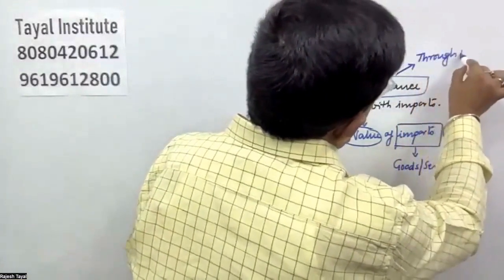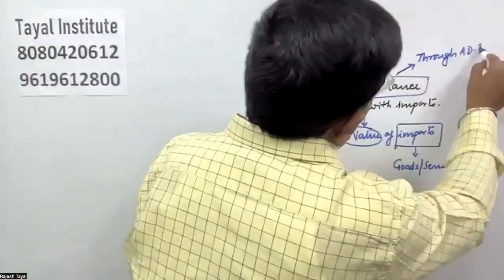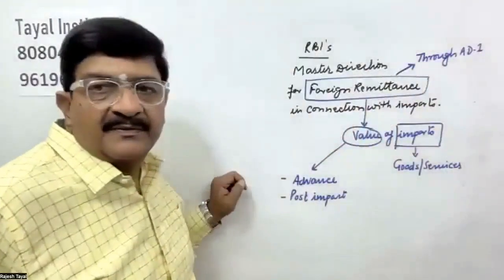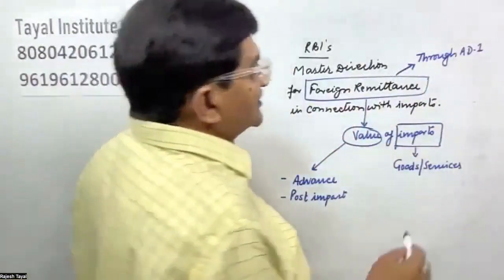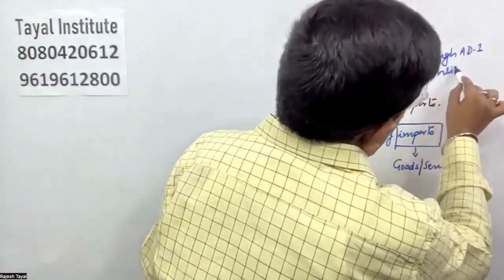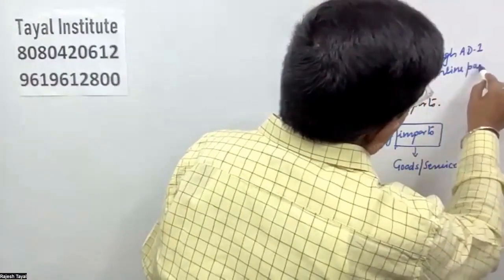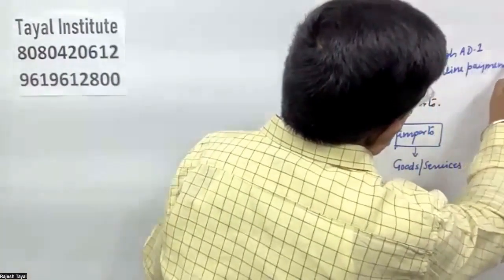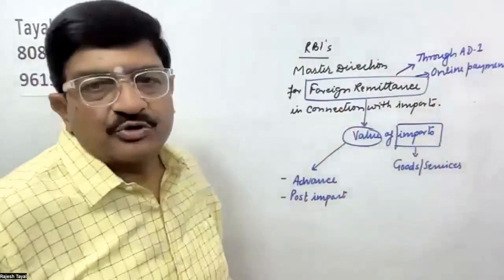bank, authorized dealer category number 1, and to a certain extent online payments are also there.